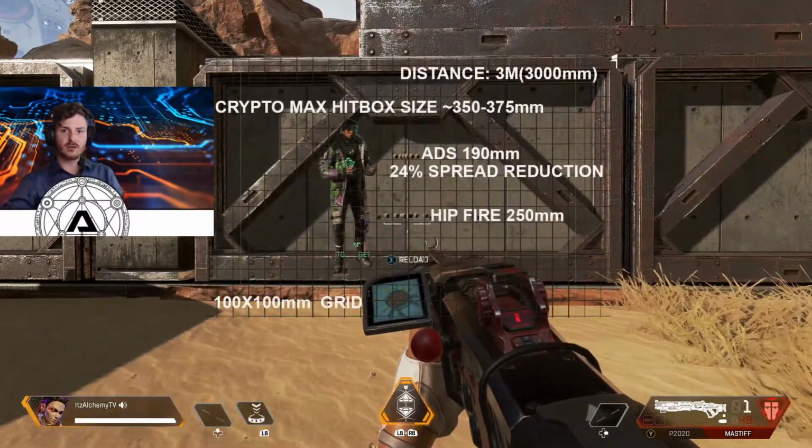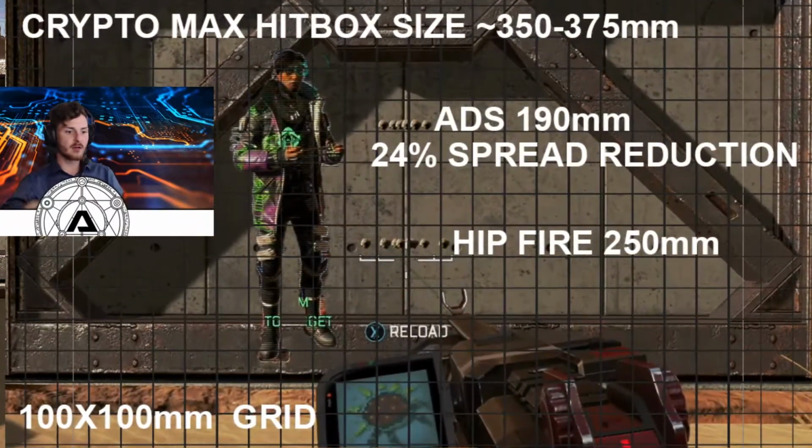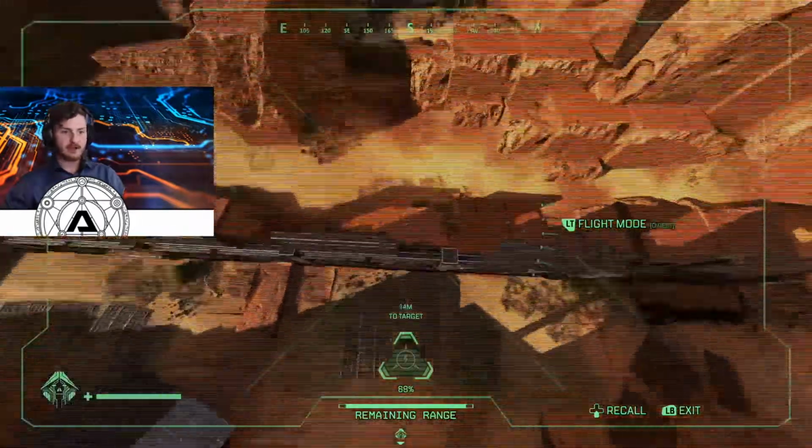and I got a digital graph paper and I brought in a 100 by 100 millimeter grid. So I'll bring that up on the screen now. This graphic shows Crypto right there. It's about the average size hitbox, about 350 to 375 millimeters. ADS is 190 and hip fire is 250.